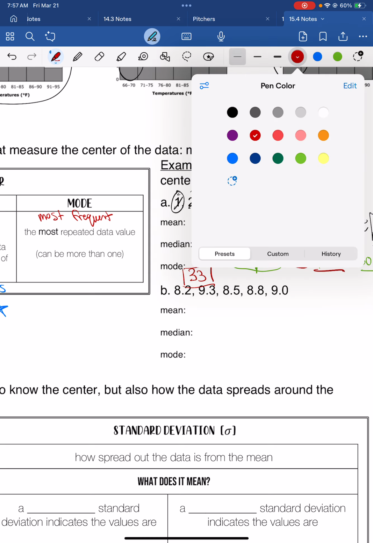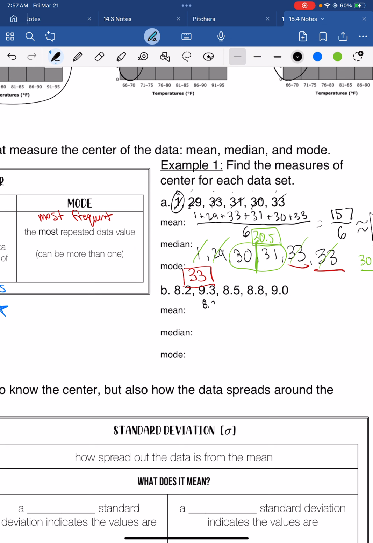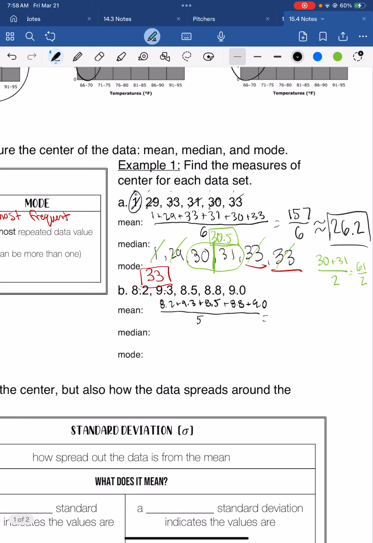All right, so let's try this next one real quick. Mean, we're going to add these together. 8.2 plus 9.3 plus 8.5 plus 8.8 and then plus 9.0. And then we are going to divide that by 1, 2, 3, 4, 5 data values. So we put a 5 there. When we add these together, you're going to get 43.8 divided by 5. And if you type that in your calculator, you're going to get approximately 8.8. So that would be our mean or our average here.